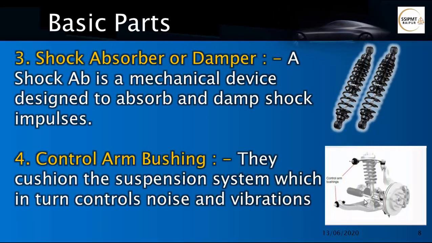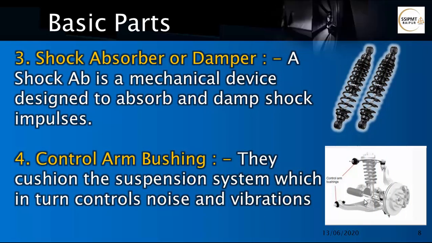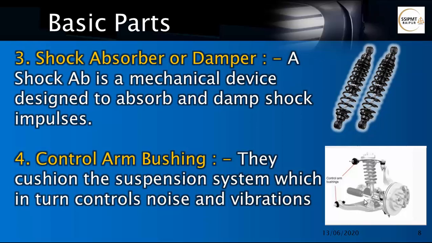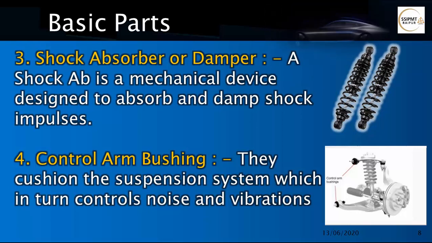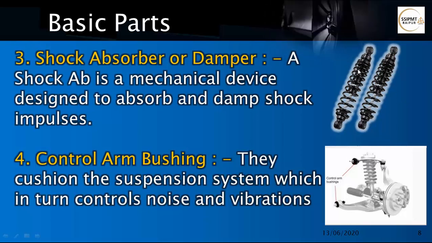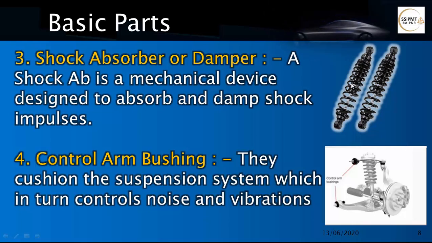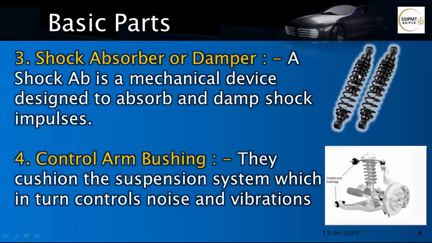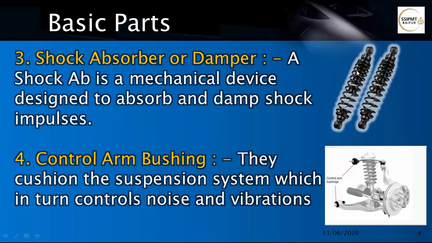Next one is shock absorber or damper. Shock absorber is also known as shock hub. A shock hub is a mechanical device designed to absorb and damp shock impulses, right? So here you can see the outer body is not the shock absorber. It's a combination of a coiled spring and a damper. Internally you can see a machine component. That internal part is known as the shock absorber, but basically it is a combination of coiled spring and a damper, right?